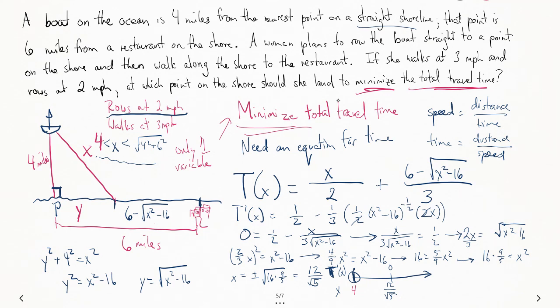So a number between 4 and 12 over square root of 5, so it would be 5, for example. So if I plug in 5, notice I get 5 squared minus 16, that's going to be 9, right? So that makes this 1 over the square root of 9. So we have 1 over the square root of 9 times 5.